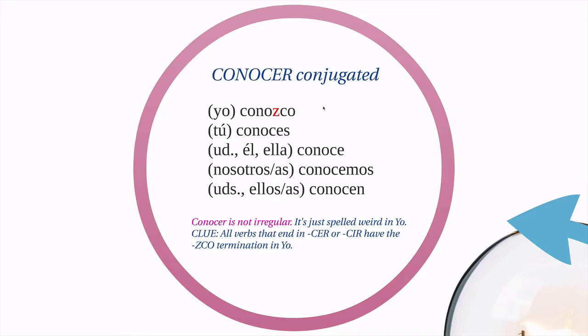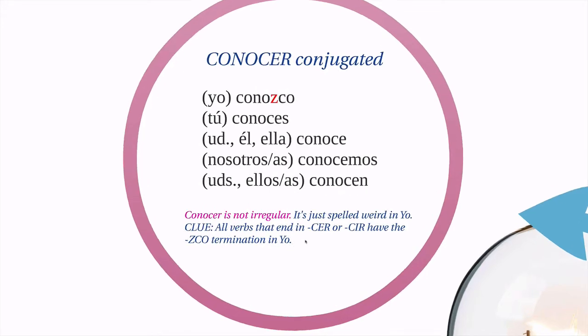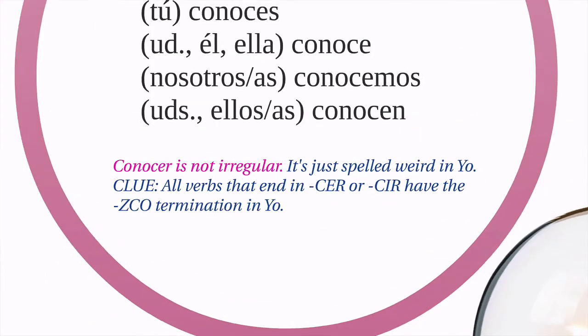Okay, let's conjugate the verb together again without the subject pronouns. Repita por favor. Conozco. Conoces. Conoce. Conocemos. Conocen. Great. Note, I gave you a little clue here that all verbs that end in CER and CIR have exactly this orthographic strangeness. They all go sco. And that really has to do with just how things are spelled in Spanish, not some sort of irregularity.